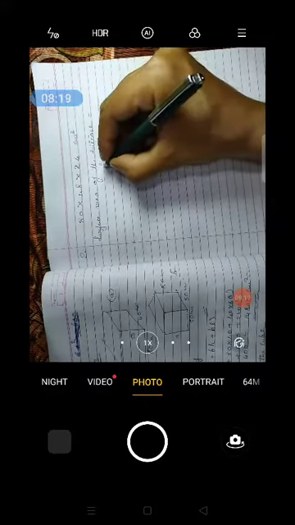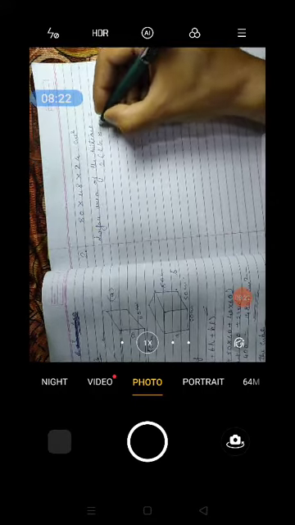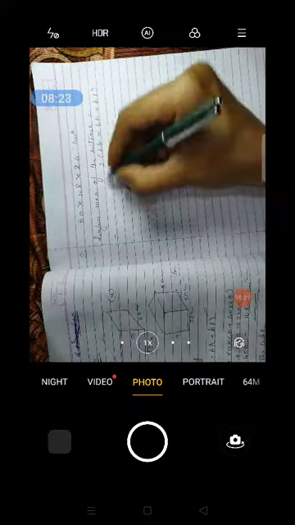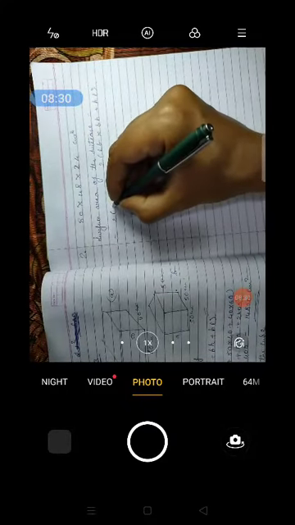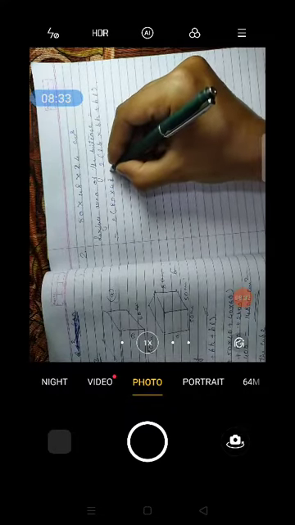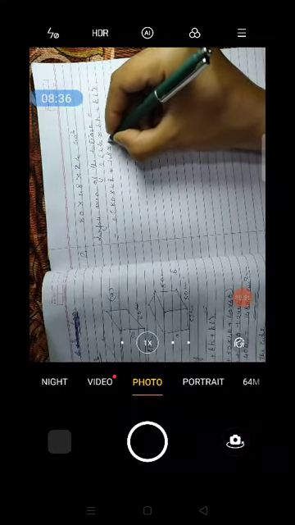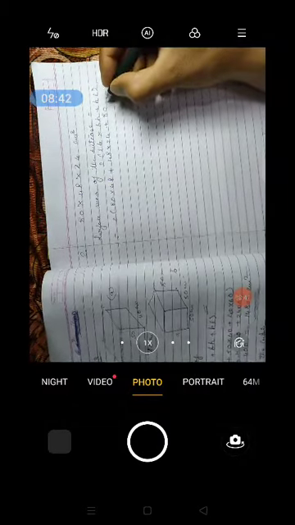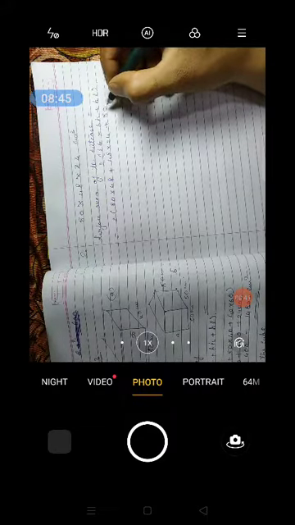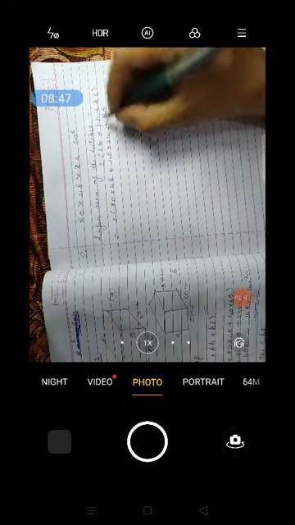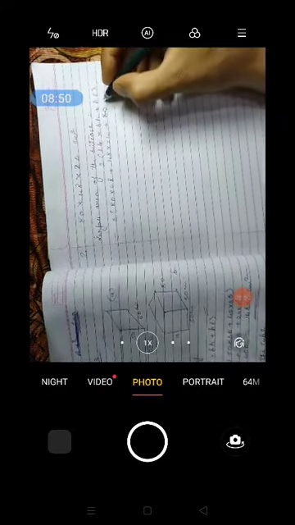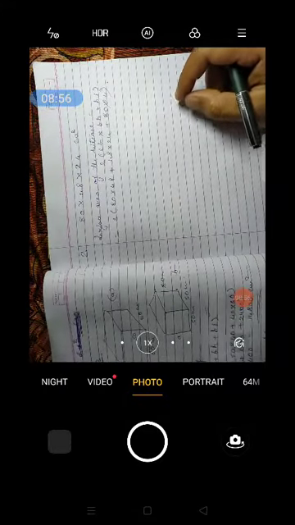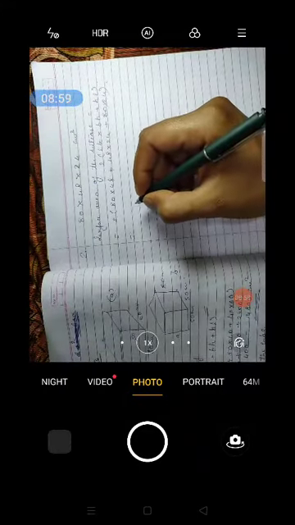equals, again we'll be writing the formula, 2 into L into B plus B into H plus H into L. So this becomes 2 into 80 into 48 plus 48 into 24 plus 80 into 24. This is what it is. We'll be solving it thoroughly.